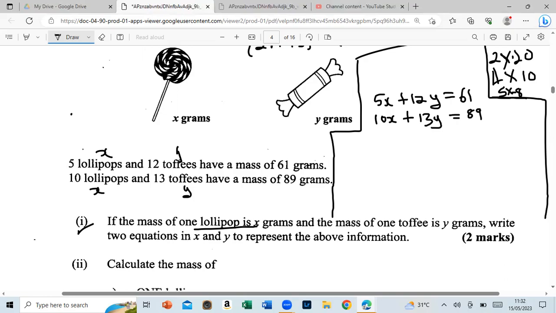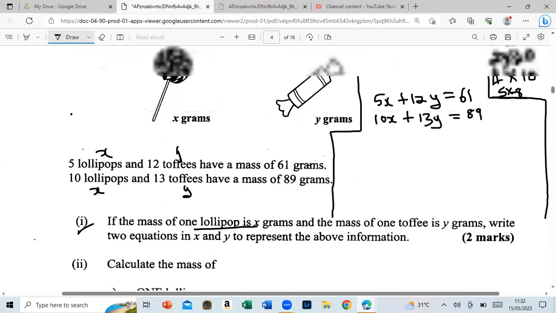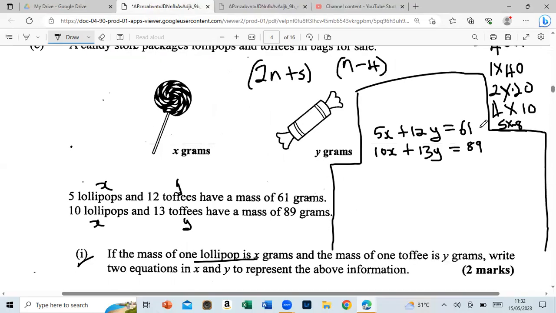They say calculate the mass of one lollipop and the mass of one toffee, and that is 2 marks. Alright, so let's solve the simultaneous equations. I'm going to multiply equation 1 by 2 and equation 2 by 1. Why am I doing that? Because I'm multiplying a big number by 5 and 10. If I multiply 2 times 5, I get 10, and if I multiply 1 times 10, I get 10. So I could do that.